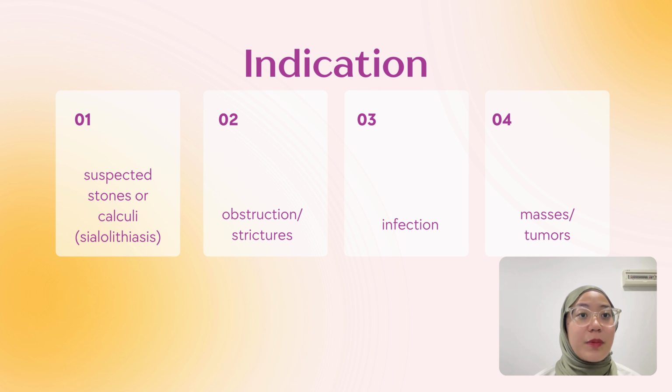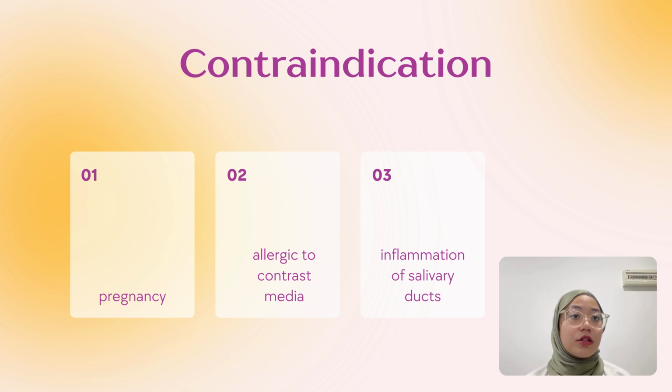These are the suspected indications for sialography. We have suspected stones or calculi, for example sialolithiasis, and then we also have obstructions or strictures, infections, masses or tumors. These are the contraindications for sialography. As we can see, we have pregnancy, allergy to contrast media, and inflammation of the salivary ducts.